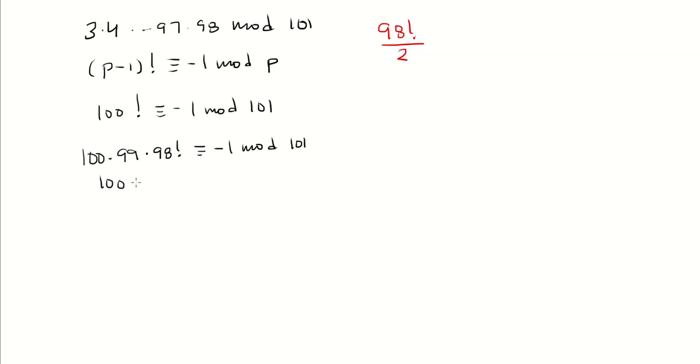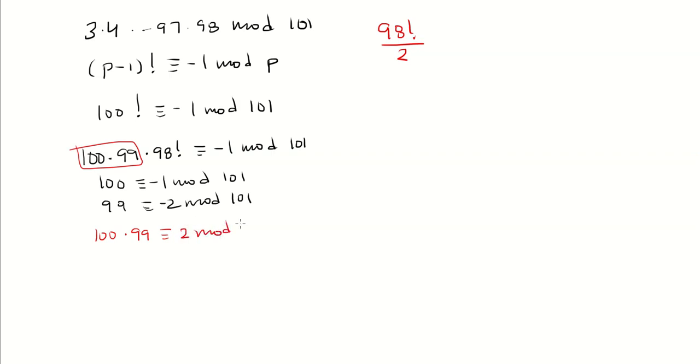Now, 100 is congruent to negative 1 mod 101, and 99 is congruent to negative 2 mod 101. So you can use a product rule here, basically saying that these two are congruent to 2 mod 101. Then we're going to replace 100 times 99 with just 2. So you have 2 times 98 factorial is congruent to negative 1 mod 101.